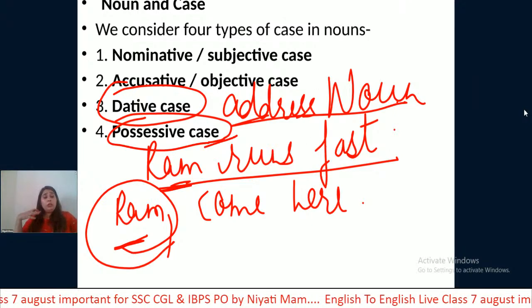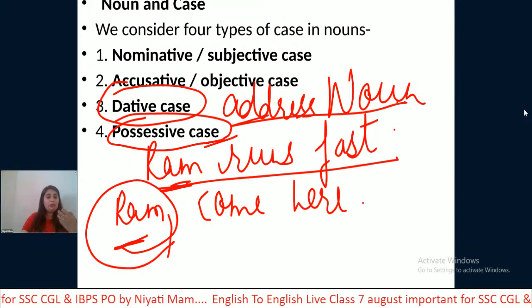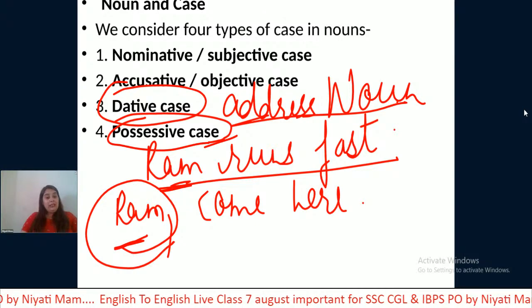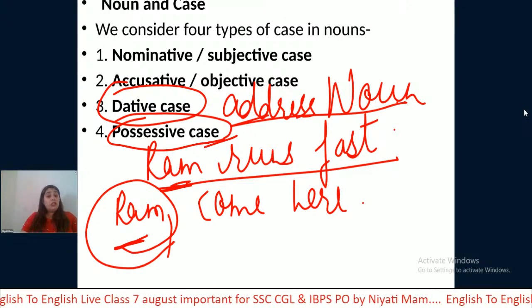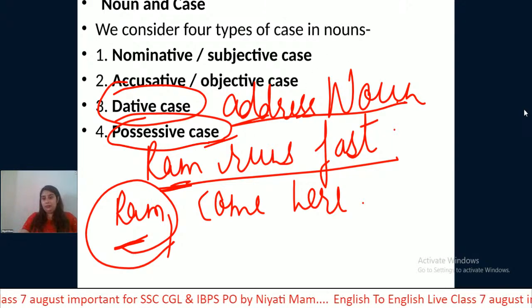Possessive case. Could anybody of you tell me how we represent the possessive case of a noun? How we represent the possession of a noun? Do you know? Could you tell me, please?